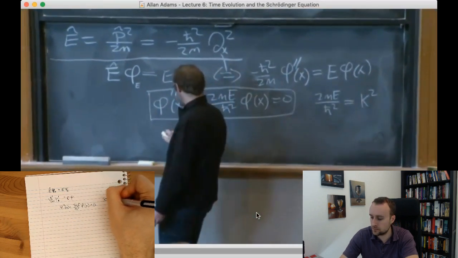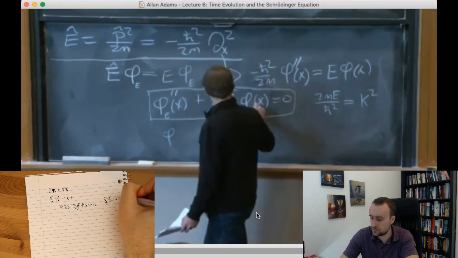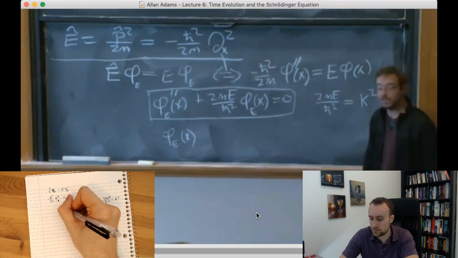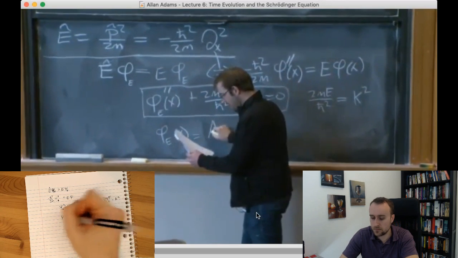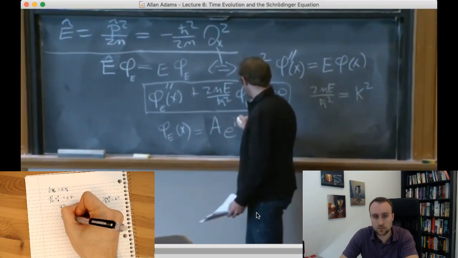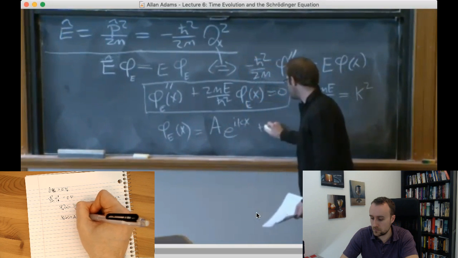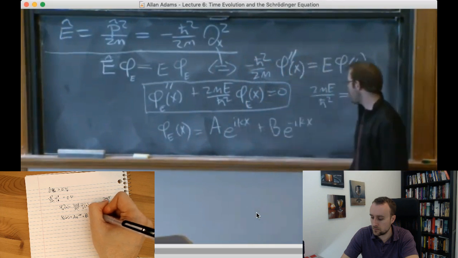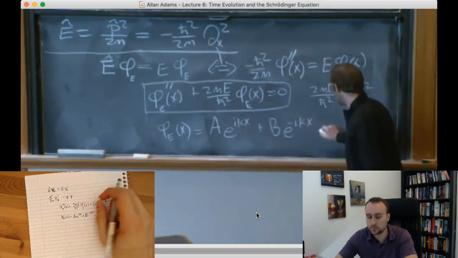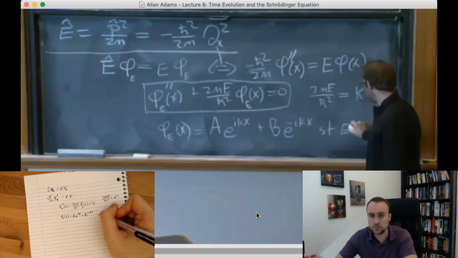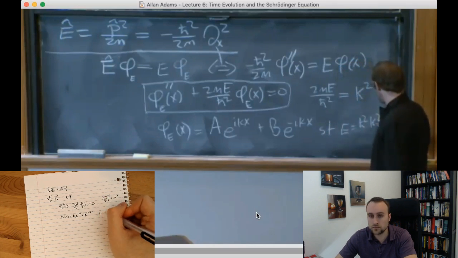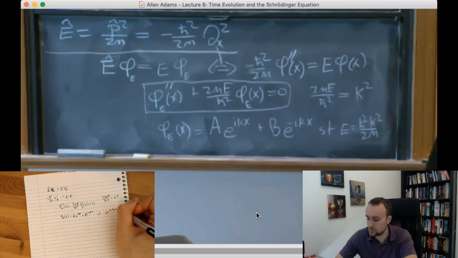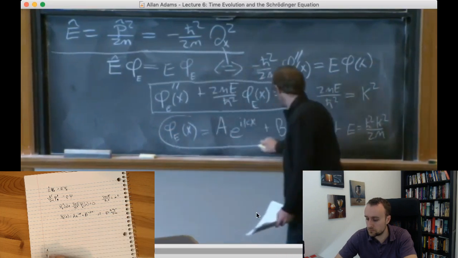The general solution of this is that phi e of x, well, this is a second order differential equation, so it will have two solutions with two expansion coefficients: a e to the ikx plus b e to the minus ikx. A state with definite momentum and definite negative momentum, such that e is equal to h bar squared k squared upon 2m. And we get that just from this. So this is the solution of the energy eigenfunction equation.